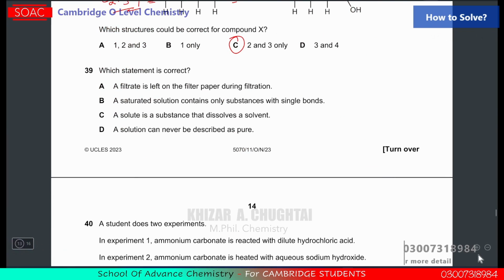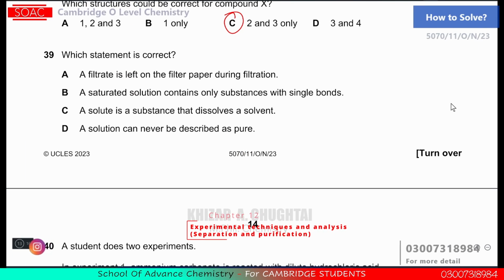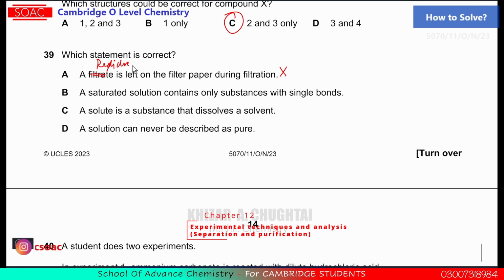Question number 39, which statement is correct? A, a filtrate is left on the filter paper during filtration. No. Basically, residue is left on the filter paper. B, a saturated solution contains only substances with single bonds. A saturated solution is not about single bonds. This term is used for organic compounds.